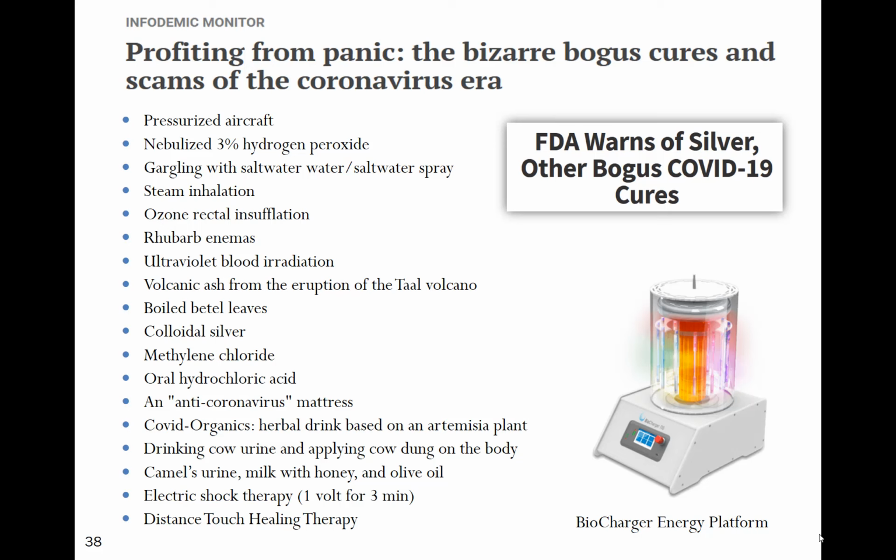So this is just a short list. There was this ridiculous idea of putting patients with COVID-19 in pressurized aircraft, nebulizing hydrogen peroxide, gargling salt water, steam inhalation, ozone rectal insufflation, rhubarb enemas, ultraviolet blood irradiation. This is kind of interesting. What these people do is they take out your blood, they irradiate it, and then put it back again.